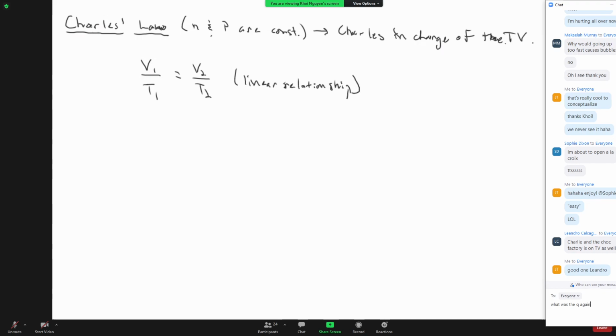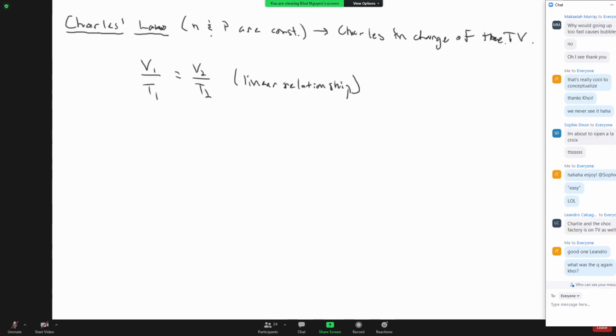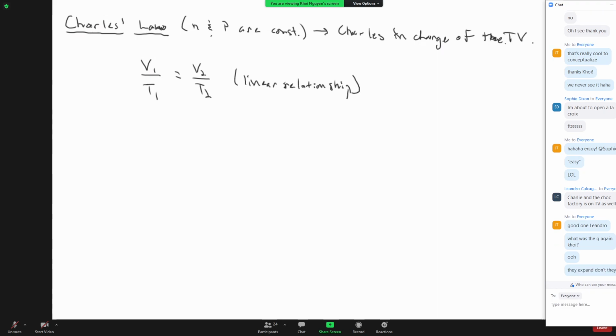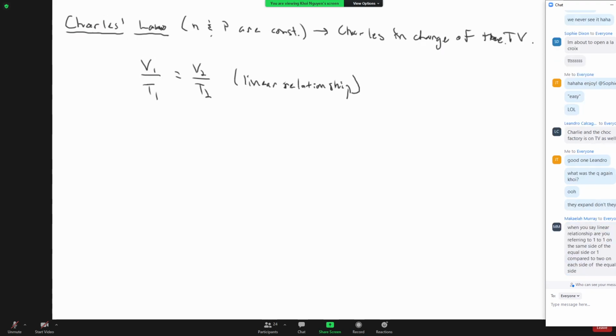But yes, what happens? Increased temperature, increased volume, right? I was asking what happens to the balloons on a hot day inside your car. Increase in temperature, increase in volume, the balloons usually pop. Yep, they expand, right? Increased volume, expansion, and usually to the point where they pop.